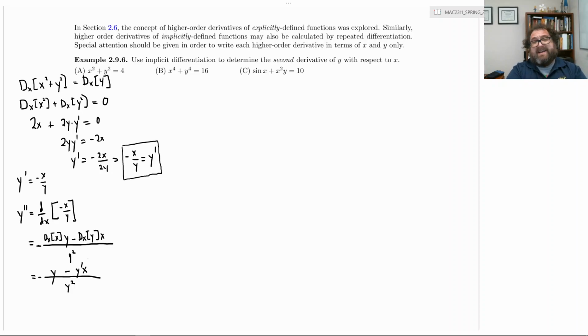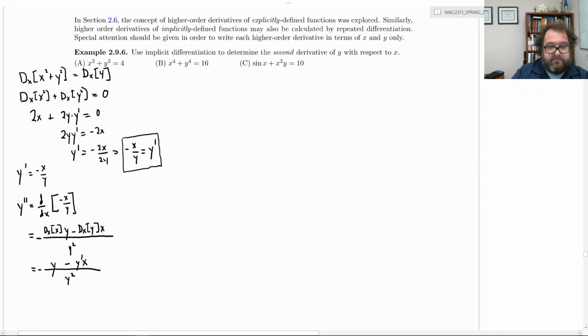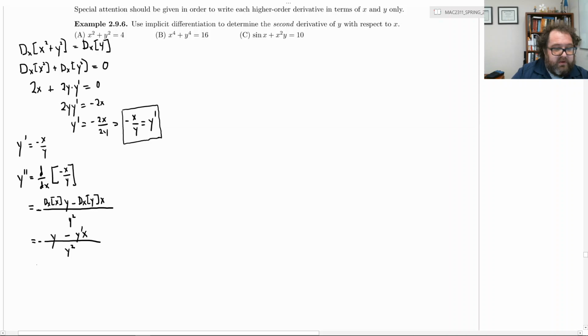So right now, my second derivative has x's in it, y's in it, and y prime, which is the first derivative. We want the second derivative to only have x's and y's in it, not y prime. But we know what y prime is, so we substitute. Okay, so we go over here. Let's see. So we know what y prime is, and so we can substitute.